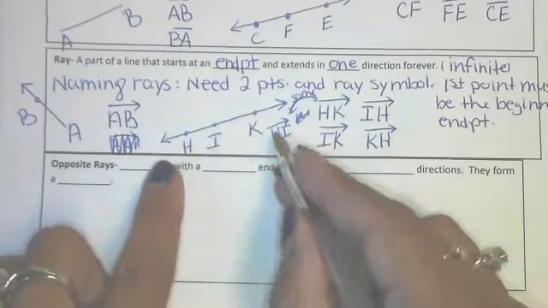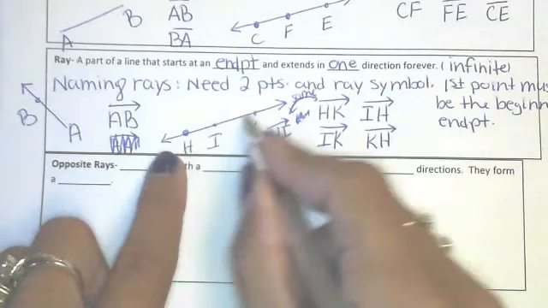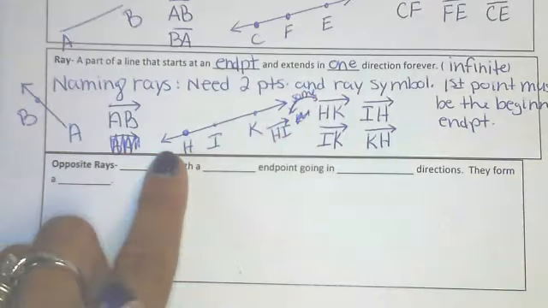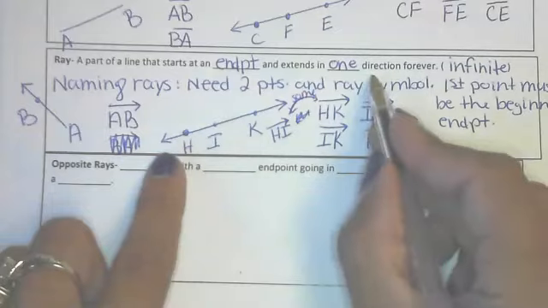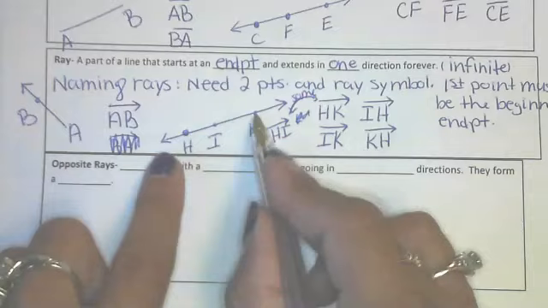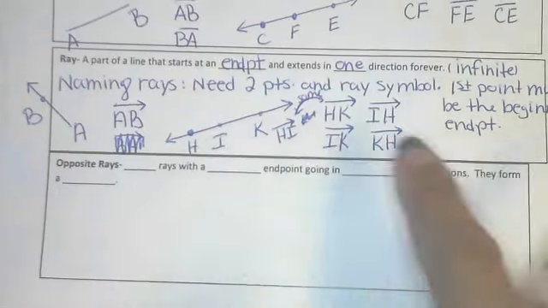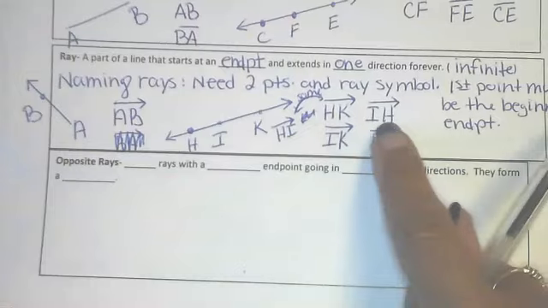We are. This one starts at H. Pretend I'm going to stand on H. I'm going to walk to I, and then I keep going. So I start at H and go on this way forever. HK, I'm starting at H. I'm going to walk to K and keep going. That's different. Yeah. This one's a different ray than this.